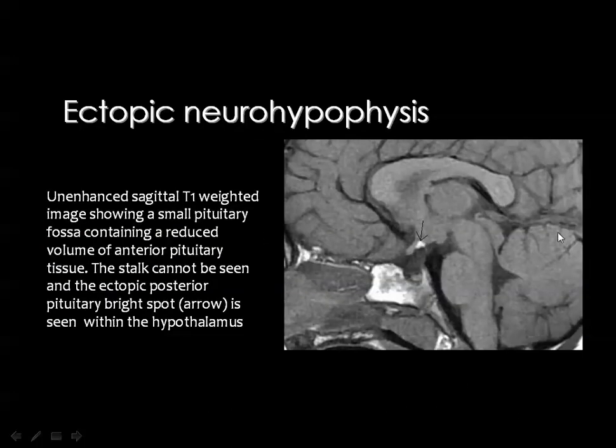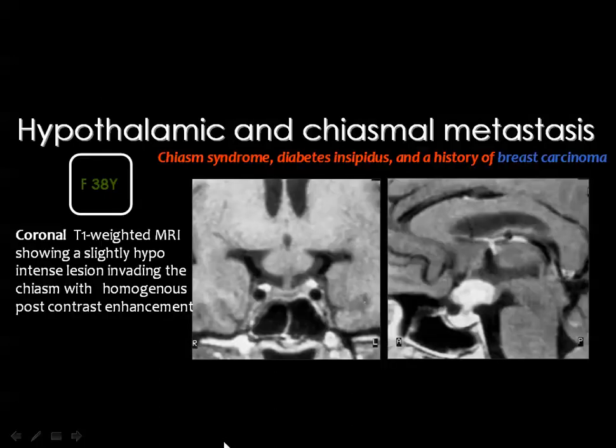This is an example of ectopic posterior pituitary. This is the anterior pituitary, and you cannot see the posterior pituitary at its normal site. And this is the frequent site of an ectopic posterior pituitary. You remember that metastatic deposits can affect any part of the sella and the sellar region. It can affect the pituitary gland. It can affect the suprasellar area, the hypothalamus, the chiasm, and the infundibular stalk.